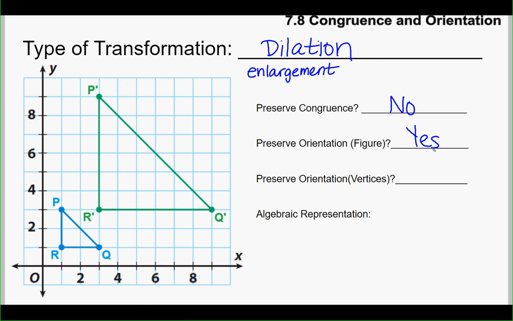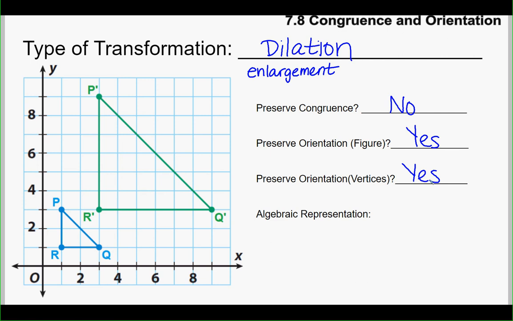Now let's look at the vertices. What are vertices? Like the point. Yeah, the point. So P, Q, and R, and then P prime, Q prime, and R prime. Is the orientation preserved? Is the way that they are arranged still the same? Yeah. Okay, so the orientation is preserved in all matters, because we really didn't change any part of the direction. All we did was blow it up or shrink it down. We didn't change the direction at all.